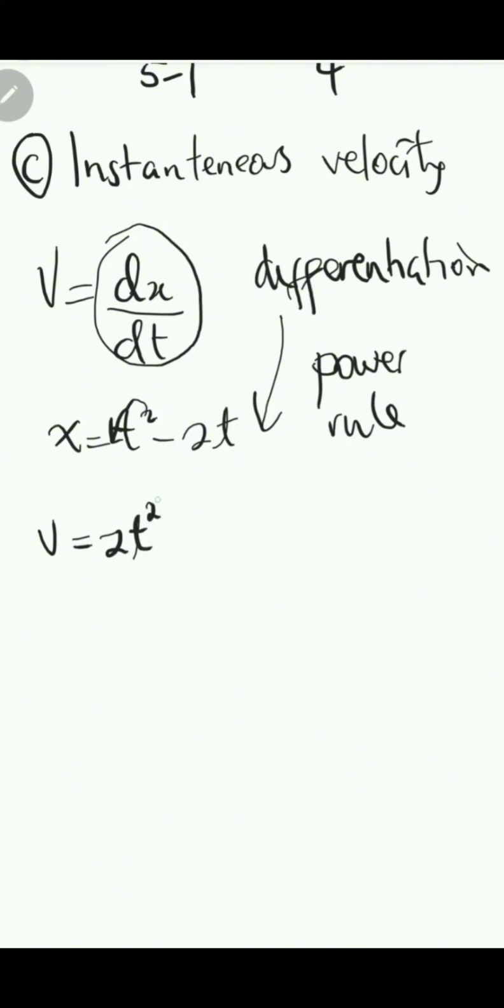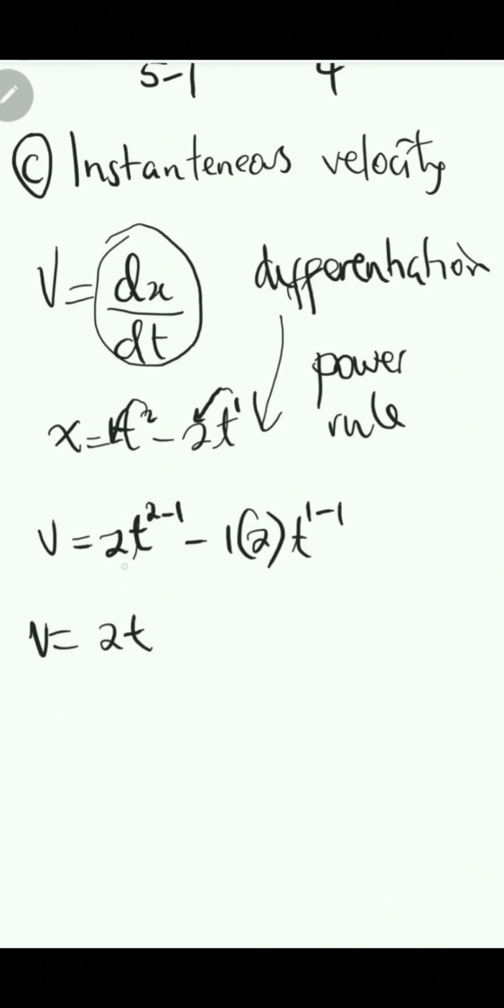Now you drop the power to multiply with the 2, so it will be 2t. Then the same power, you subtract the 1. Then minus. Second part, the power is 1, so it will multiply with the 2, so it will be 1 times 2. Then the same power 1, you always subtract a 1. That is according to the power rule.